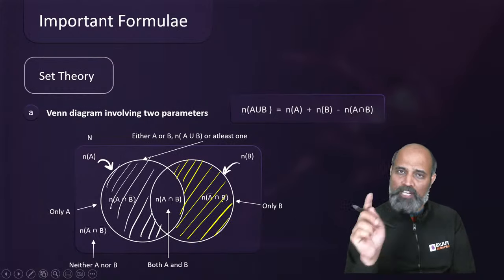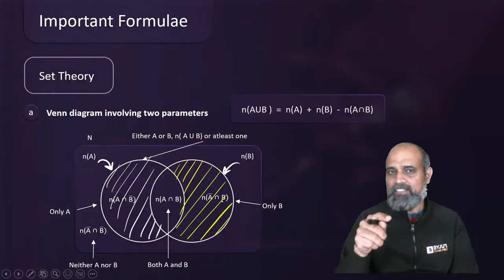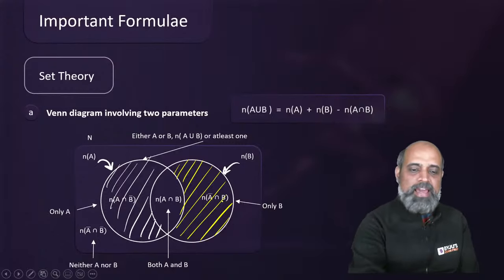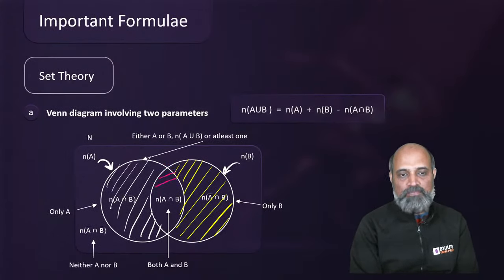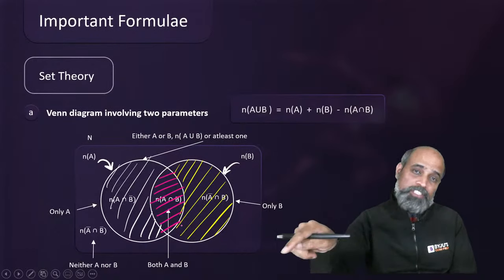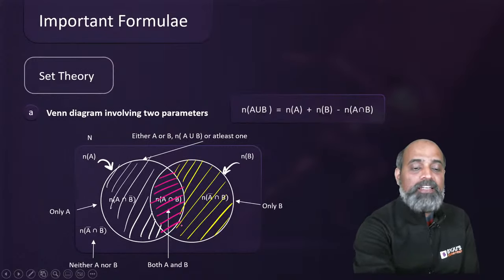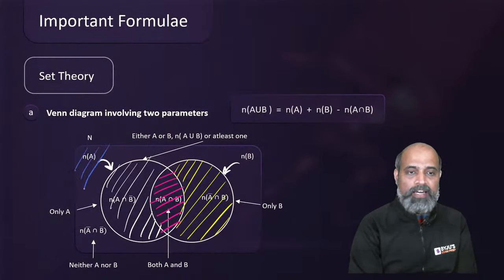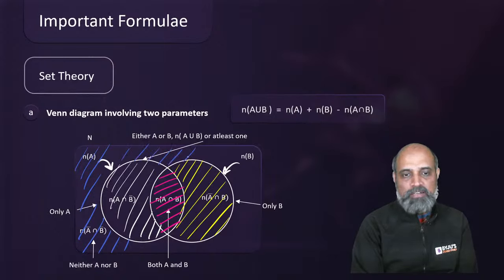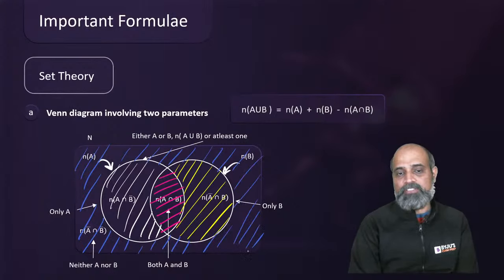which is moon shaped, not the entire circle, but a part of it. The central region is A and B. If you take all three regions, that is called A or B. And the outermost region is called neither A nor B, or it is also known as none, that is, none of the sets. So these are the four major regions that we deal with.